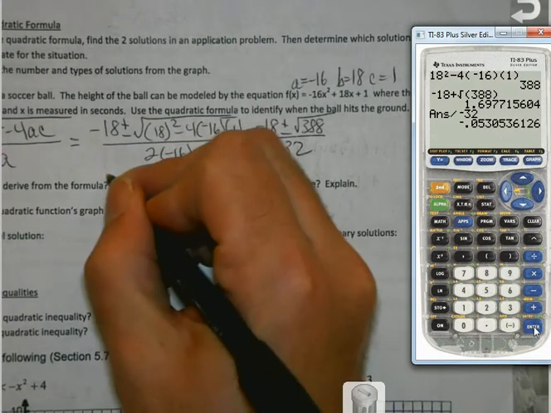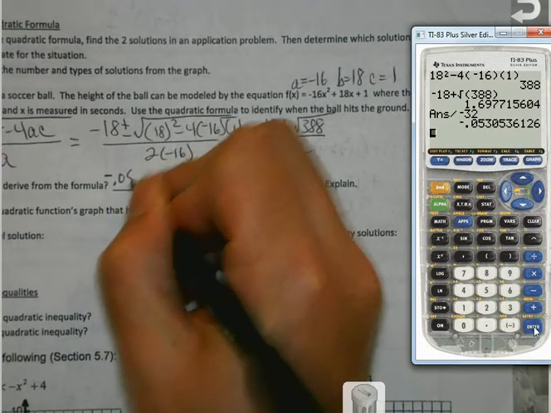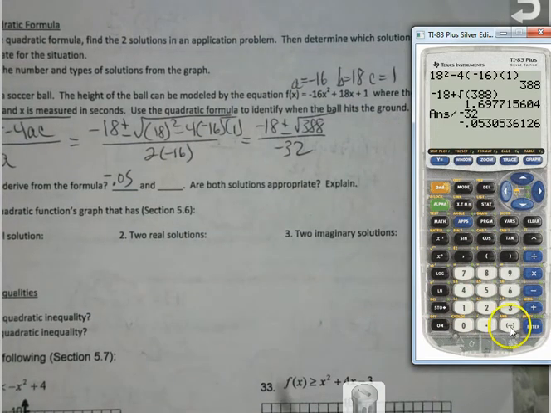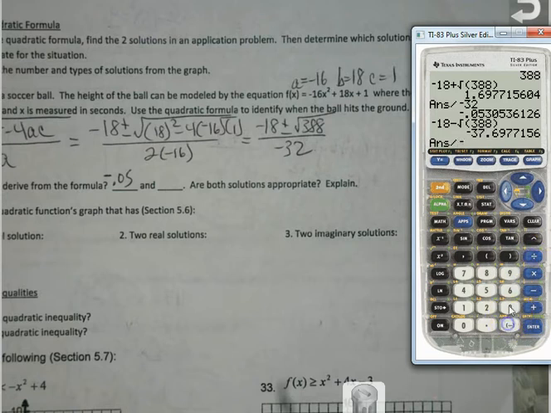So you're like, okay, so -0.05, and then let's do our other one, -18 minus square root of 388 divided by -32.